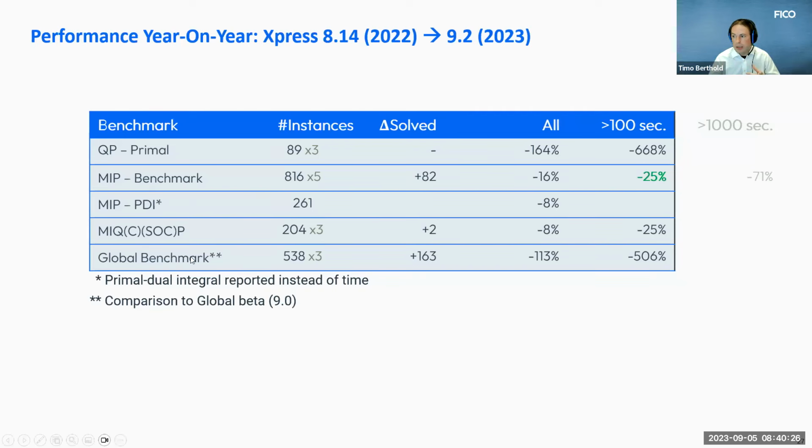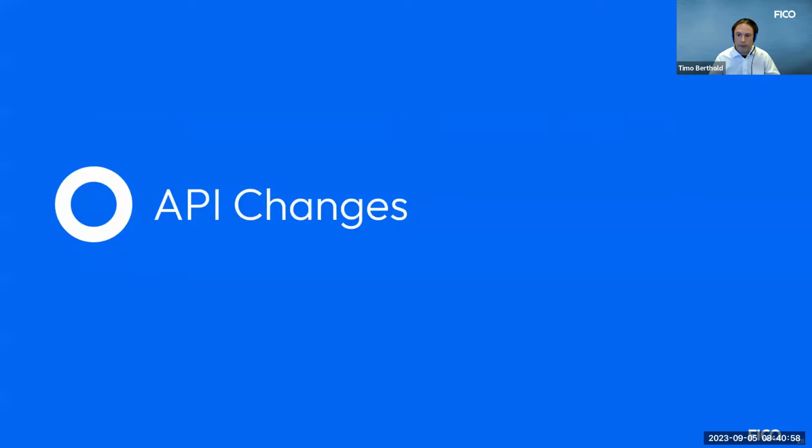And the global benchmark is to be taken with a grain of salt, so this is comparing against our beta version, which did not have all of the features implemented yet. So it's kind of expected that we see a big speed up here in the very early phase of this project. But yeah, we are confident that we have a very competitive global solver by now with the full release of 9.2. So if you tried the beta, might be a good idea to try the 9.2 version again.